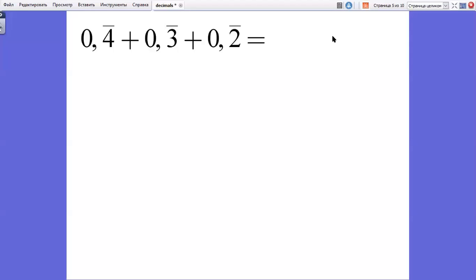All right, here in this example, I have addition of repeating decimals. To add these repeating decimals, firstly, I will convert each repeating decimal into a fraction. Okay, let's do it.